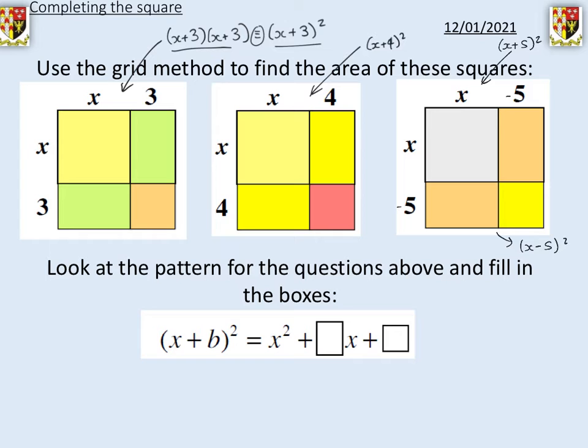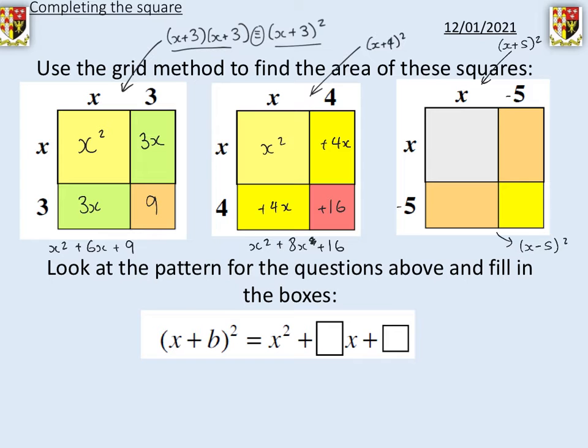So if I were to expand these brackets, you could see that I have x squared plus 3x plus 3x, and then 3 times 3 gives me 9. So altogether, I'd have x squared, and then 3x add 3x gives me 6x, and then plus 9. On this one, x squared plus 4x plus 4x plus 16. So altogether that would be x squared plus 4x add 4x, which is 8x, plus 16.